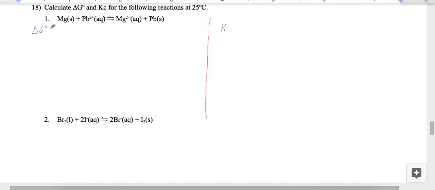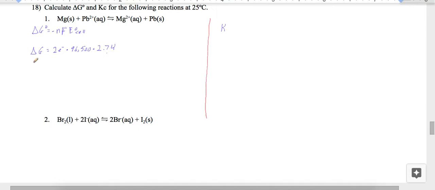So there's a lot of different ways you can do this problem, but the first thing that we have to look at is this: delta G equals negative n F E, the standard cell voltage, and this is going to be a negative value. So to find delta G, we have 2 electrons being transferred times 96,500 times the voltage of the cell, which comes out to be 2.74. We have the cathode, which is going to be the lead. We have the anode, which is going to be magnesium. Cathode minus anode gets us 2.74.